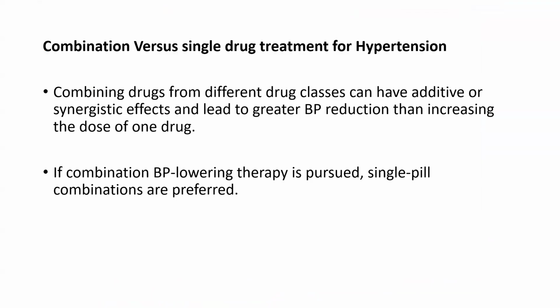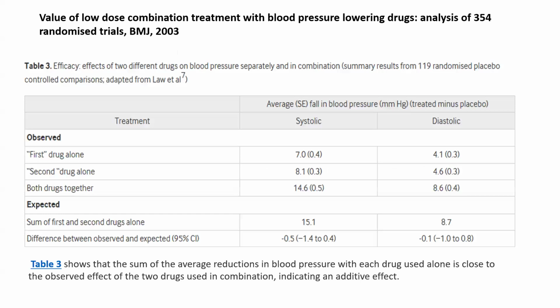So the other thing that's emphasized in the guidelines is about initiating antihypertensive treatment with combination of drugs. So combining drugs from different drug classes can have additive or synergistic effect. It's hypothesized that since drugs from different classes use different mechanisms of action, they can be more effective in reducing blood pressure. And if combination of BP lowering therapy is pursued, a single pill combination is preferred.